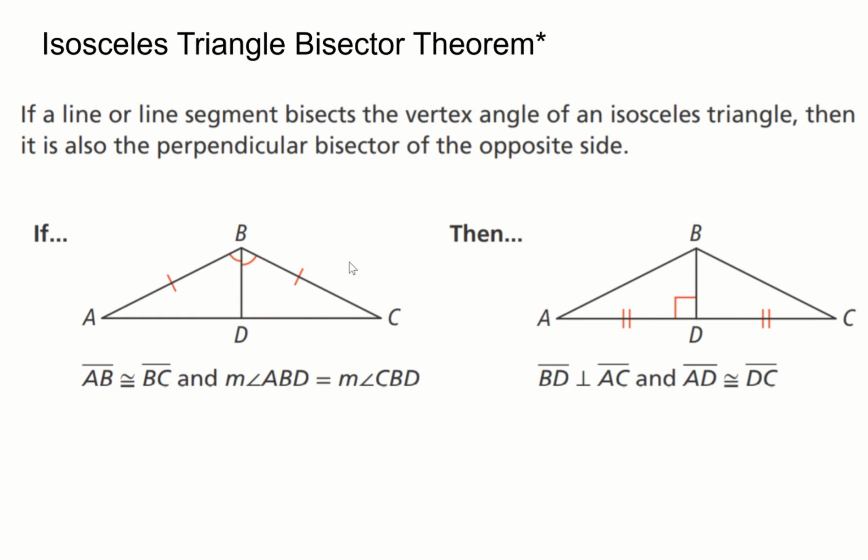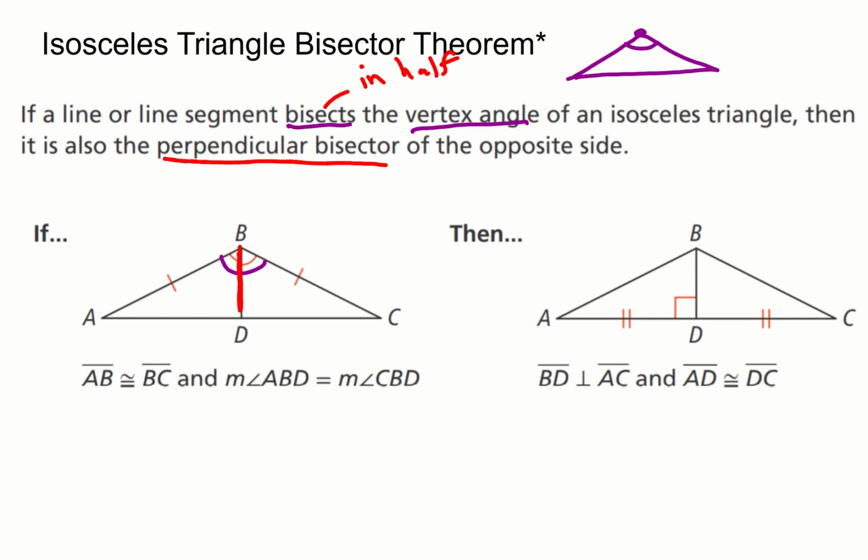So let's break that down and figure out what that's saying. It's saying if a line segment bisects, means cuts in half, and we're talking about the vertex angle. Well, the vertex angle, remember, is in a triangle. This top part is what we call the vertex, and this is my vertex angle. So if I cut that vertex angle in half, so this means cuts in half, then that means that this is also the perpendicular bisector.